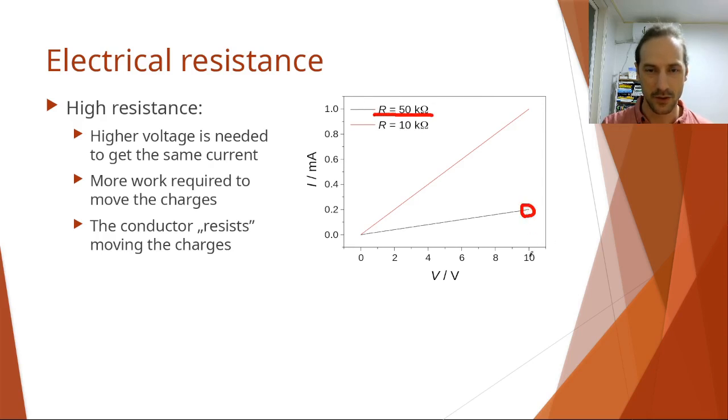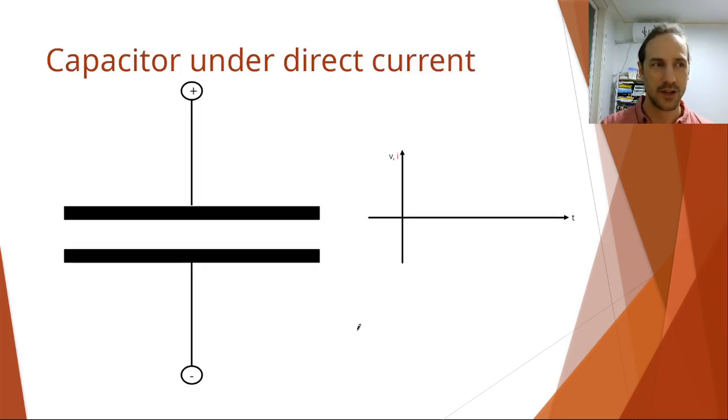But a higher resistance, this is the higher resistance with the black, will mean that under the same voltage, the current will be lower than for the resistor which has the lower resistance. This is basically what we mean by resistance: the resistor resists the current flowing through. The high resistance device will resist the current more, so the current that's flowing through is lower. We are resisting the current.